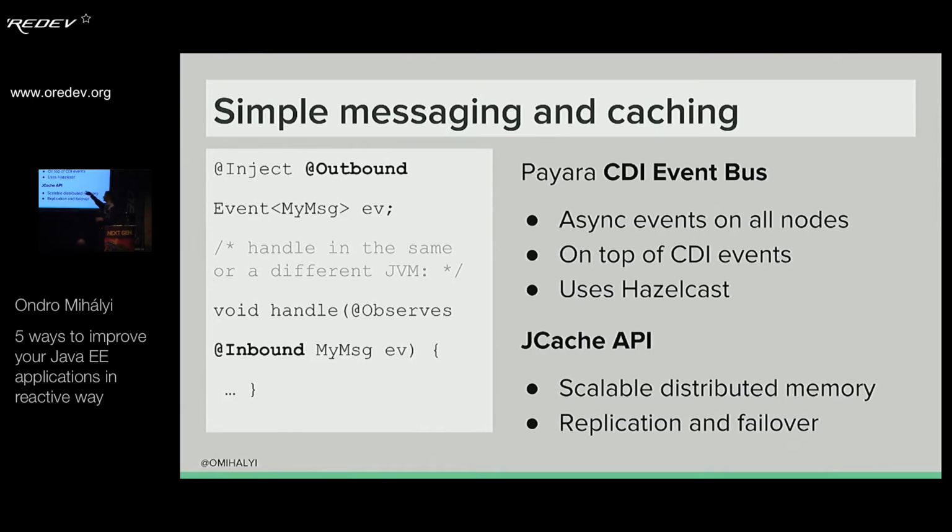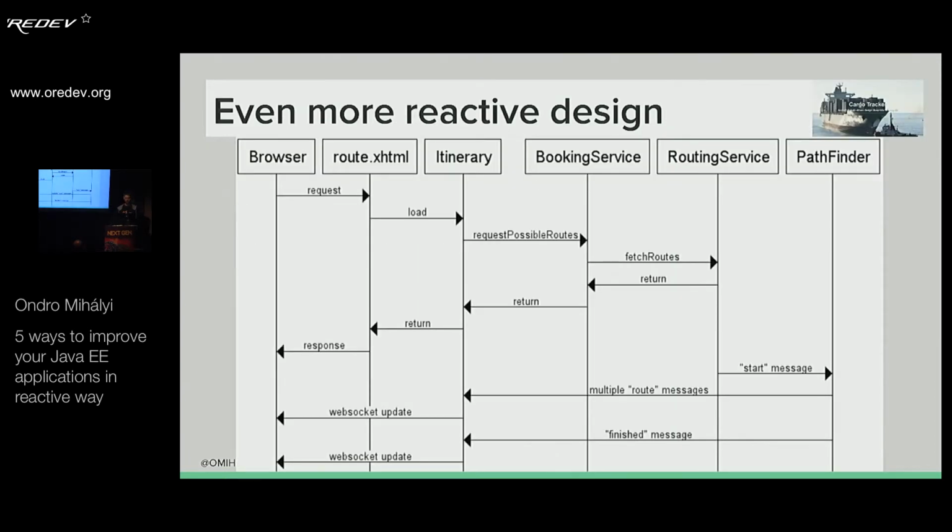So all you need to do is put the outbound annotation on the event, and on another application, we just need to observe the event with the inbound annotation. So this is a small extension on top of a standard API in CDI events. And with this small enhancement, we can do something like this.